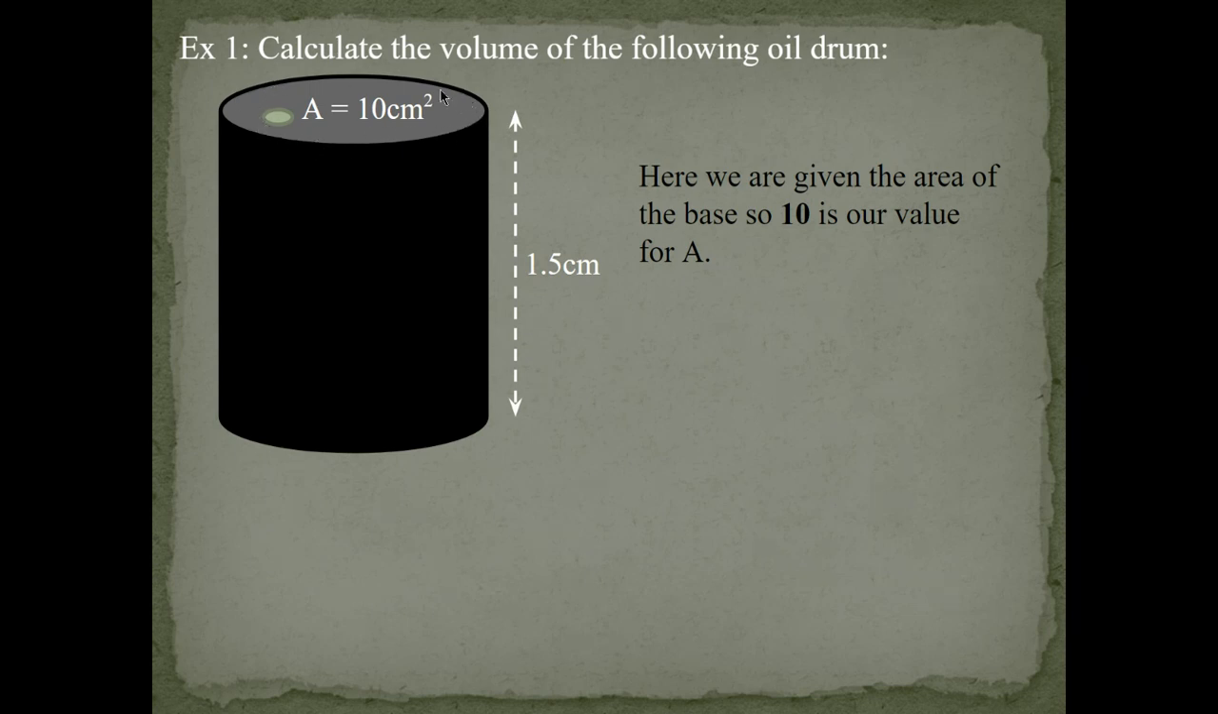There's no calculation to do to find this. We're given the area of the base. So 10 is going to be the value that we're going to use for A in our formula. The length or height of the cylinder is 1.5. So our substitution is going to be 10 times 1.5, which equals 15 cubic centimetres.